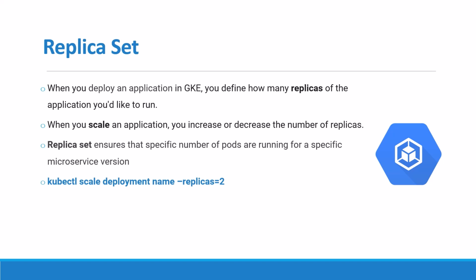You can use the command kubectl scale deployment and the name of the deployment, and you can use --replicas and specify, for example, 2 replicas or 3 replicas. So this is all about it for this video. See you in the next video. In the next video we are going to scale deployment and resize the node pools.